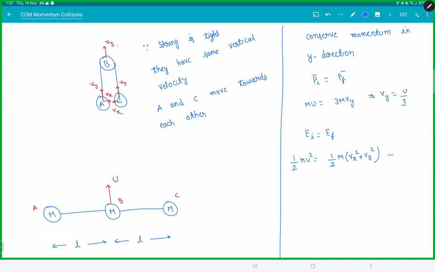right, this is for A. Half m Vy square, this is for B. Because if you see, the net speed will be Vx square plus Vy square. Half m (Vx square plus Vy square), this is for C. So this is A's kinetic energy, this is B's kinetic energy, this is C's kinetic energy. You already know Vy's value, substitute here. That would be 3 by 2 m u square by 6.3. So we get Vx is equal to u by root 3.